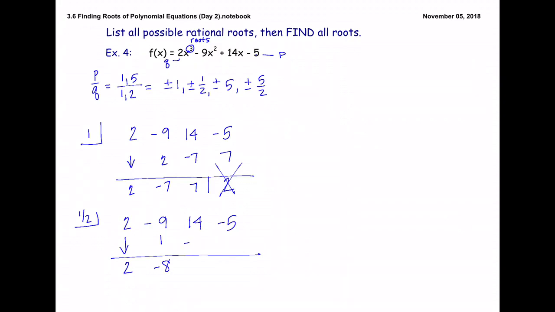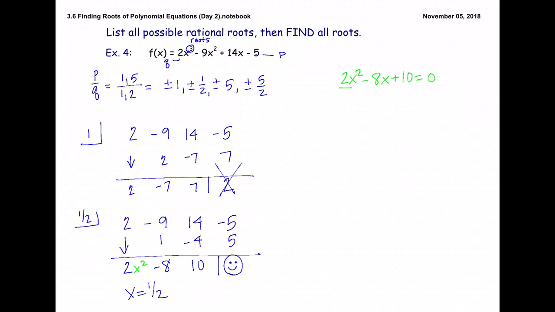Half of -8 is -4. 14 plus -4 is 10. Half of 10 is +5. -5 plus 5 is 0. So we know that one of our roots is x equals 1/2. We then know that from a cubic, we now wrote a quadratic, and when I have a quadratic equation, I can simplify by factoring, if it's factorable, or the quadratic formula.